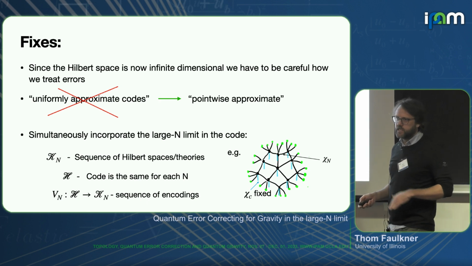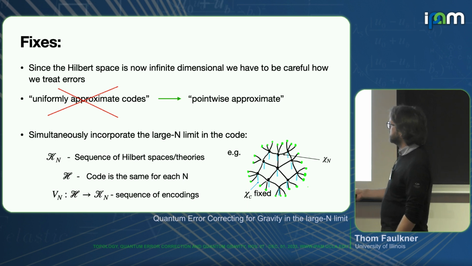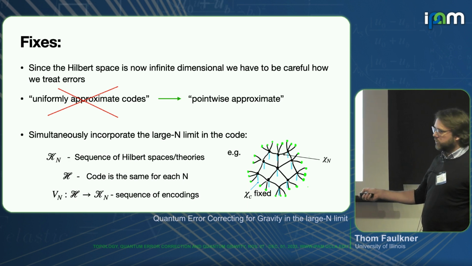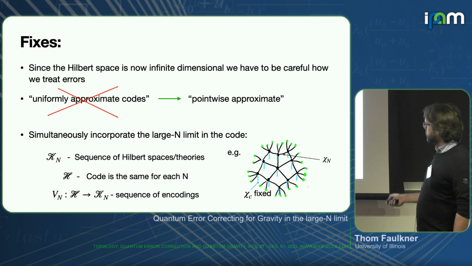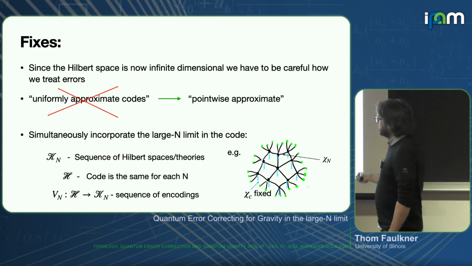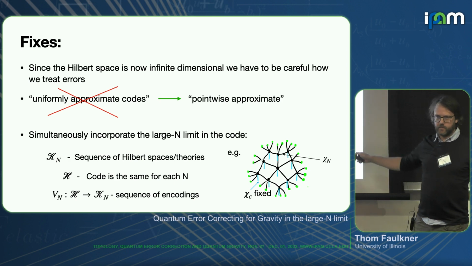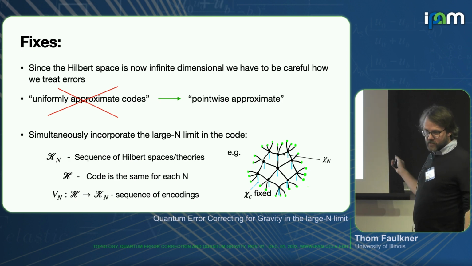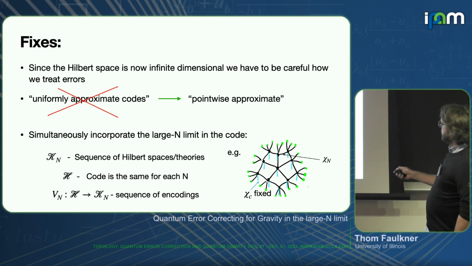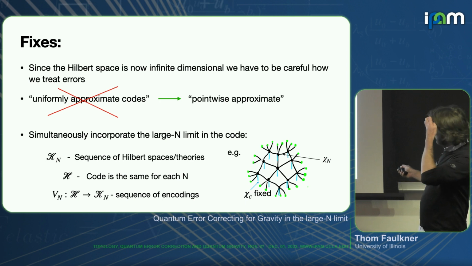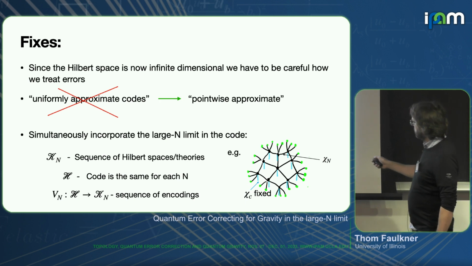So the code subspace is the same, but I have a sequence of physical theories. That means I have a sequence of encoding maps, these V_n, that map between the code and the physical theory. As an example, you can take the random tensor network example we gave before and make the in-plane legs vary in bond dimension, so they depend on chi_n.